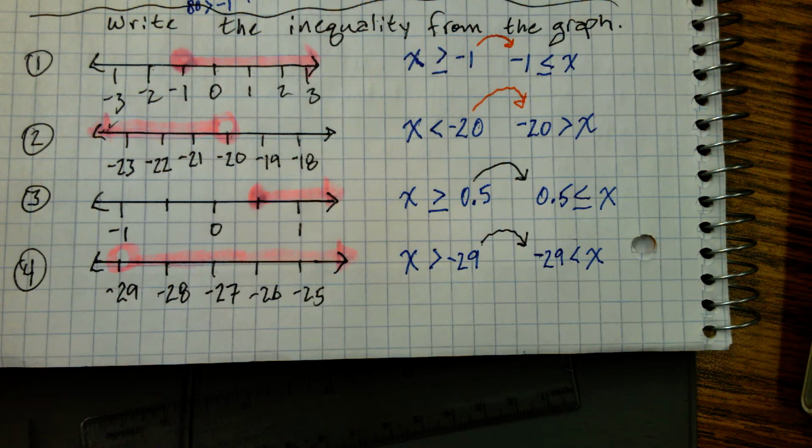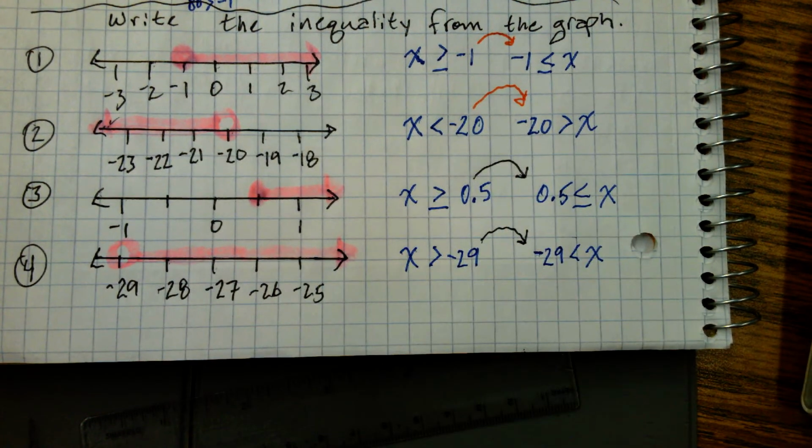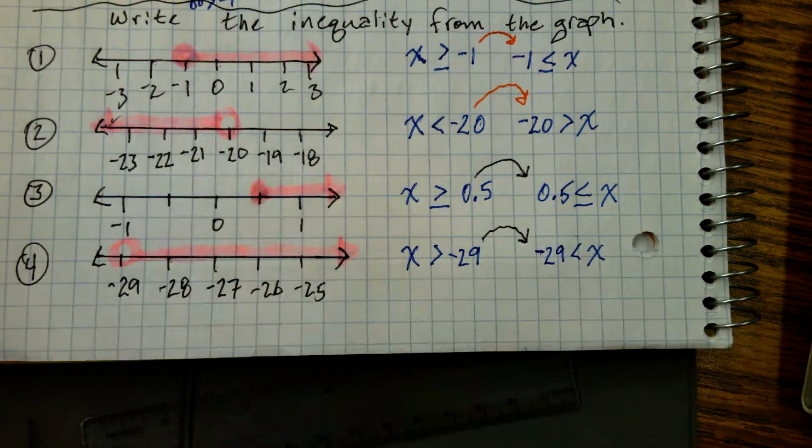All right, so this is it for the notes. There's two IXLs. One where you're going to be given the graph and then you're going to make the inequality, and one where they give you the inequality and you're going to make the graph. Okay, so let's get to it.